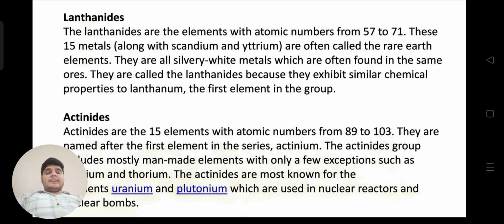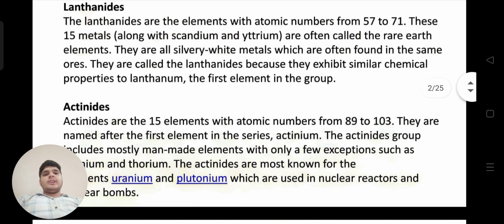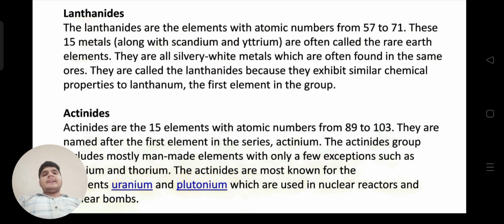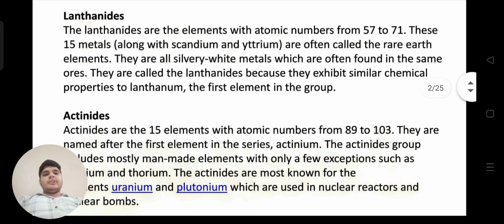What are actinides? The actinides are also 15 elements with atomic numbers ranging from 89 to 103. They are named after the first in the series, actinium. The actinides group includes mostly man-made metals with only a few exceptions such as uranium and thorium. The actinides are most known for the elements uranium and plutonium, which are used in nuclear reactors and nuclear bombs.